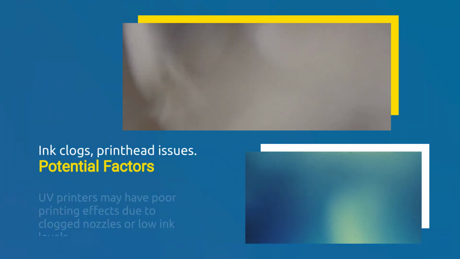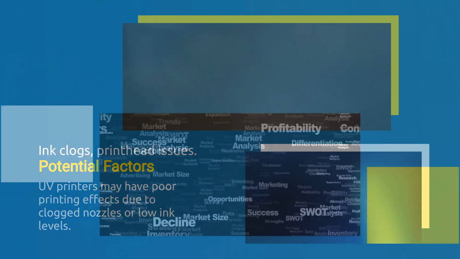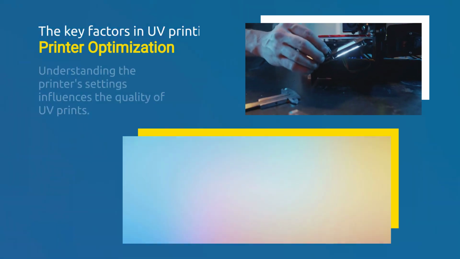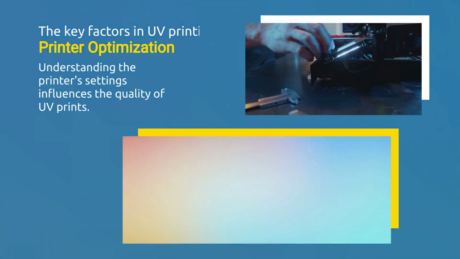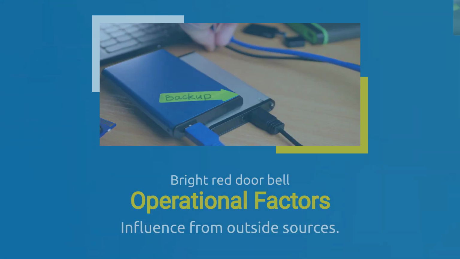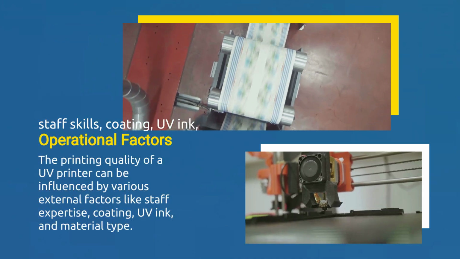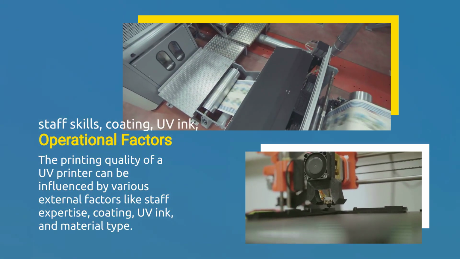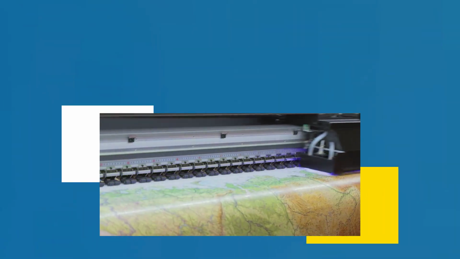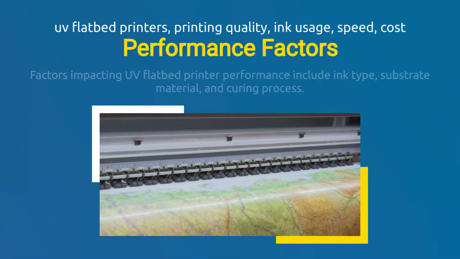What are the reasons for the poor printing effect of UV printers? There are two situations. One is the machine's own factors: the print head, machine configuration, printing color software, and other conditions of the UV printer will directly affect the printing effect. Two are external factors, such as the operating skills of the staff, coating treatment, UV ink, and the material to be printed, which may affect the printing effect of the UV printer. The main reasons that affect the effect of UV flatbed printers are as follows.